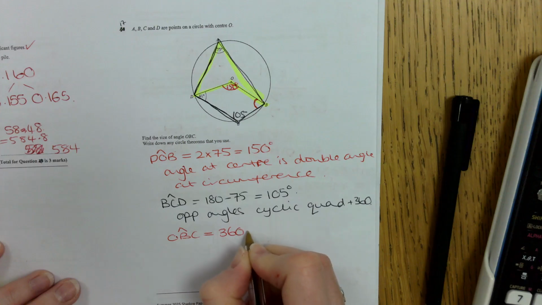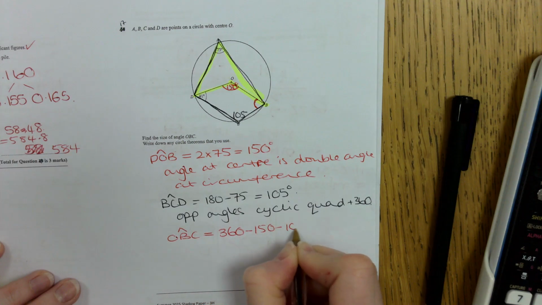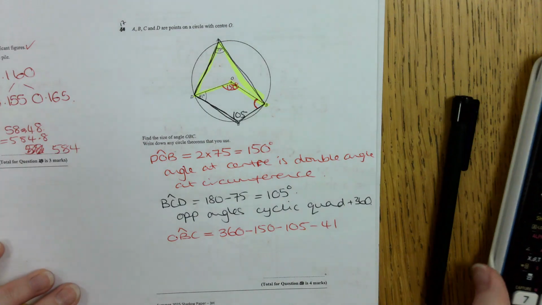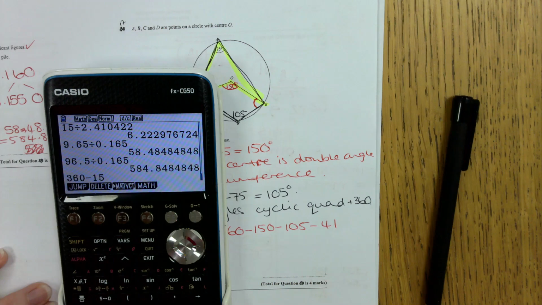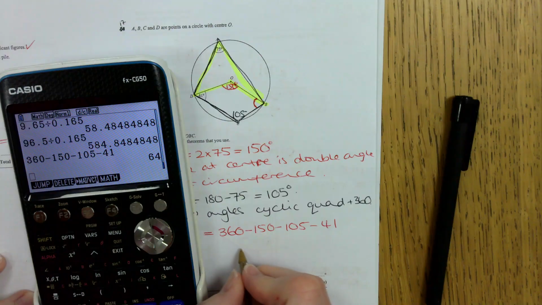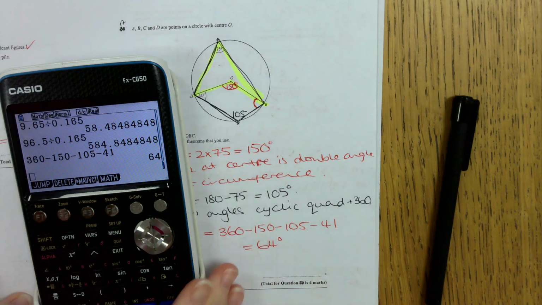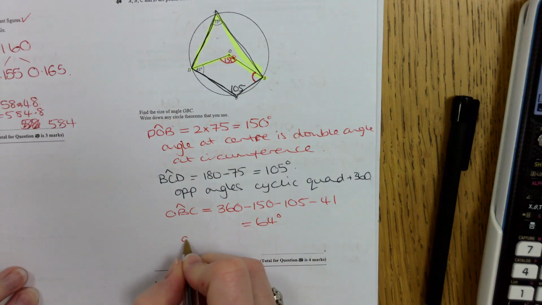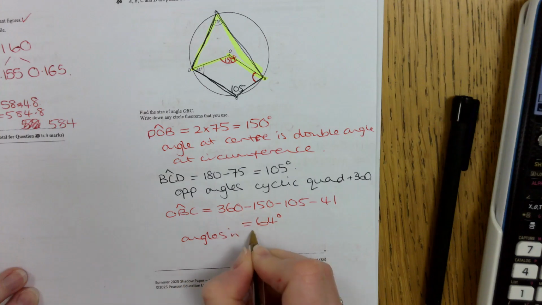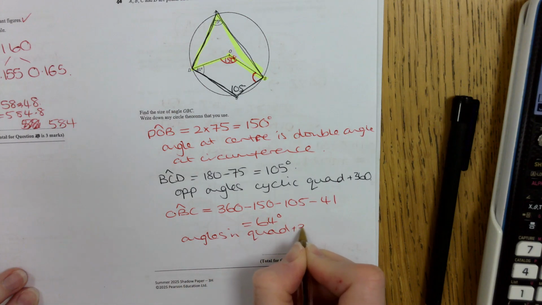So I'm going to do 360 minus 150 minus 105 minus 41. 360 minus 150 minus 105 minus 41 is 64 degrees. I know it says about writing any circle theorems here, but I'm actually going to make sure that they know that I've used angles in a quadrilateral add to 360.